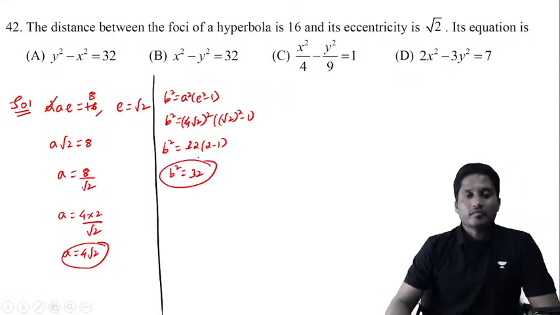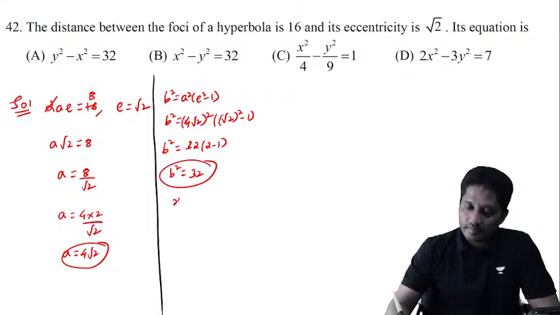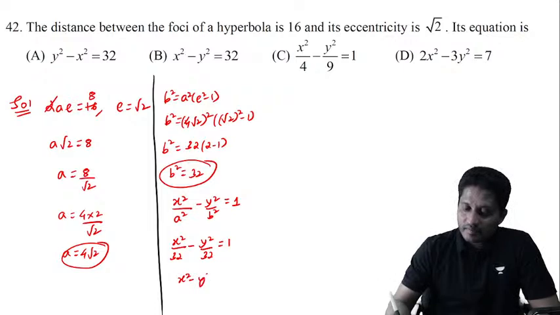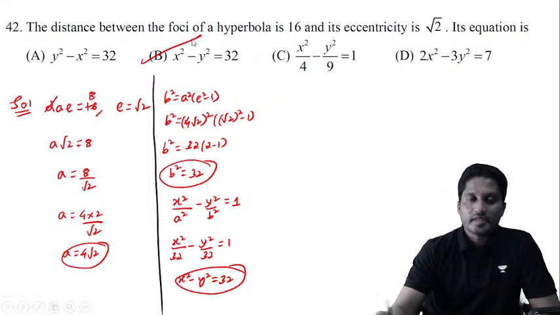A square is 32, b square is 32. Equation of the hyperbola is x square by a square minus y square by b square equal to 1. That is x square by 32 minus y square by 32 is equal to 1. And if I cross multiply, I get x square minus y square is equal to 32. Answer is option B.